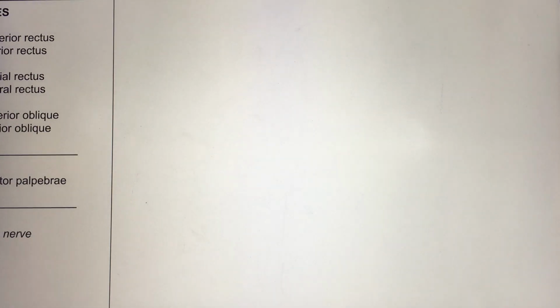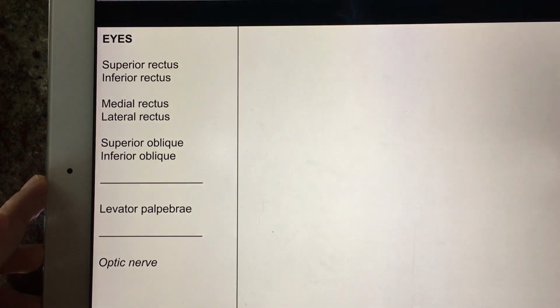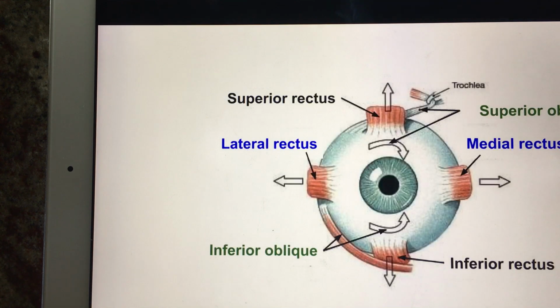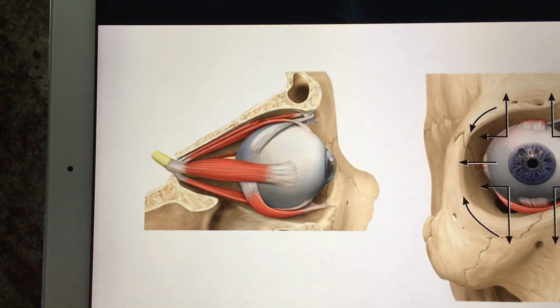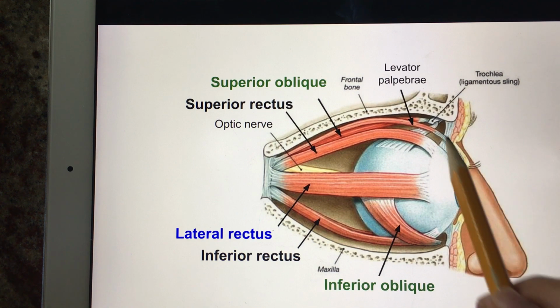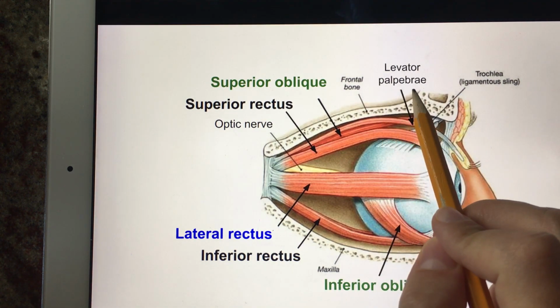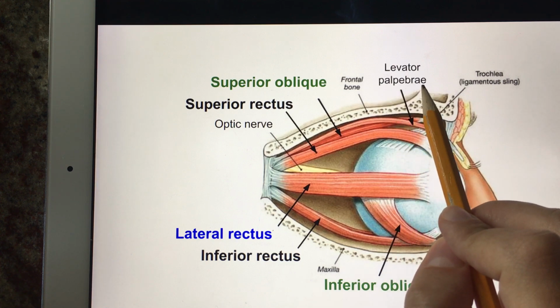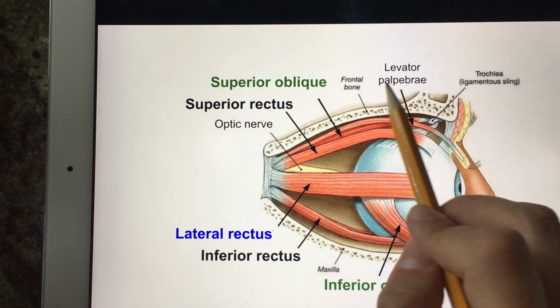Here's the summary of all of the eye muscles. The two structures we didn't go over yet were Levator Palpebrae and Optic Nerve. So I'm going to go back to this picture right here, and then describe the Levator Palpebrae muscle first. Levator Palpebrae muscle elevates. Levator Palpebrae means eyelid, so it elevates the eyelid.